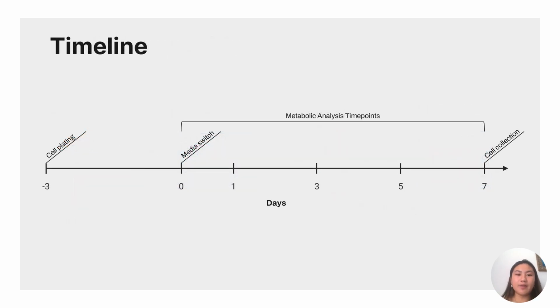Looking at the timeline, we plated these cells, and after 3 days, the experiment started on day 0, when we switched the media to the different treatment groups. We then changed media on days 1, 3, 5, and 7, made sure to collect metabolic analysis time points throughout these media changes, and then collected the cells at the final time point.